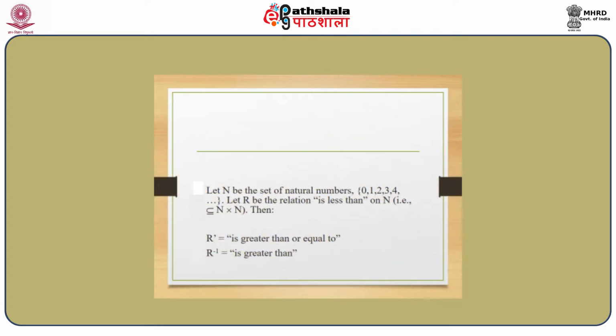More examples. Let n be the set of natural numbers 0, 1, 2, 3, 4, ad infinitum. Let R be the relation is less than on n. That is, it's a subset of n squared. Now convince yourself of the following. Those of you who are familiar with mathematical proofs may try to prove these assertions. The complement of R with respect to n squared is the relation is greater than or equal to.